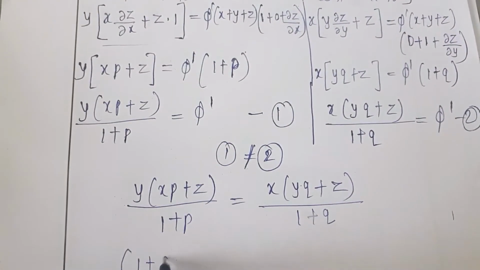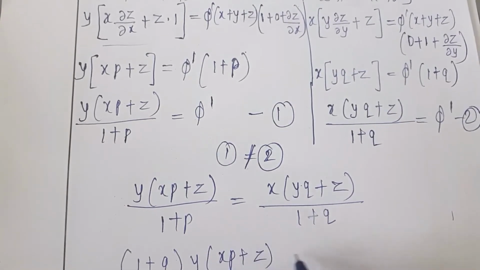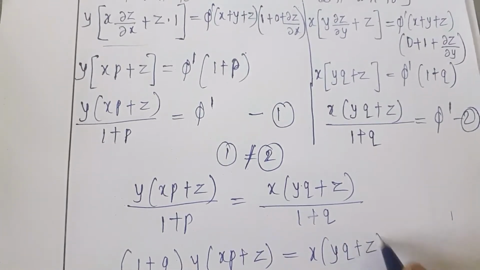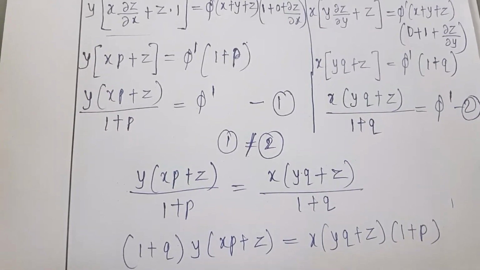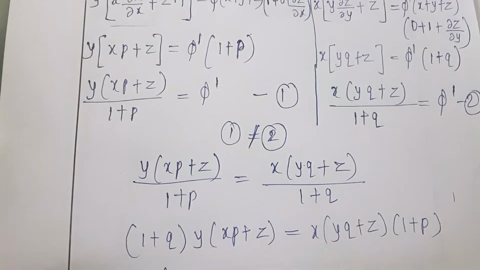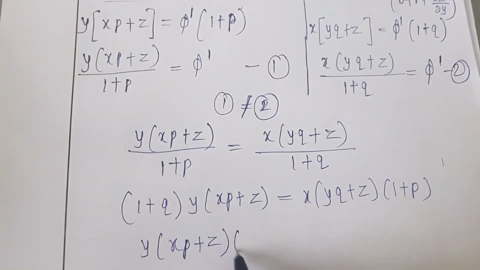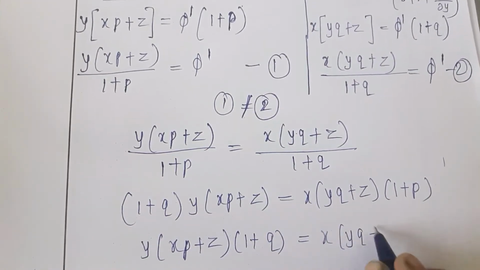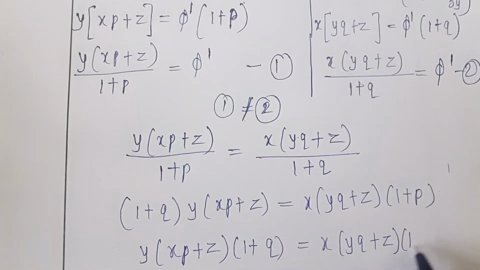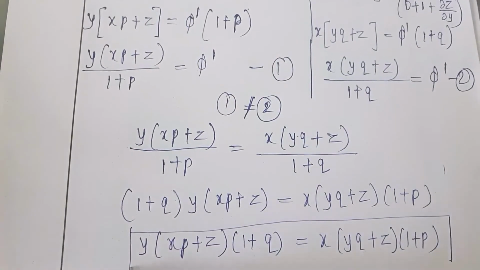It is (1 plus q) multiplied by y multiplied by (xp plus z) is equal to x into (yq plus z) multiplied by (1 plus p). So it is already in simplified form. We just write y as it is: y(xp plus z)(1 plus q) is equal to x(yq plus z)(1 plus p). So this is the differential equation which we obtained after eliminating phi.